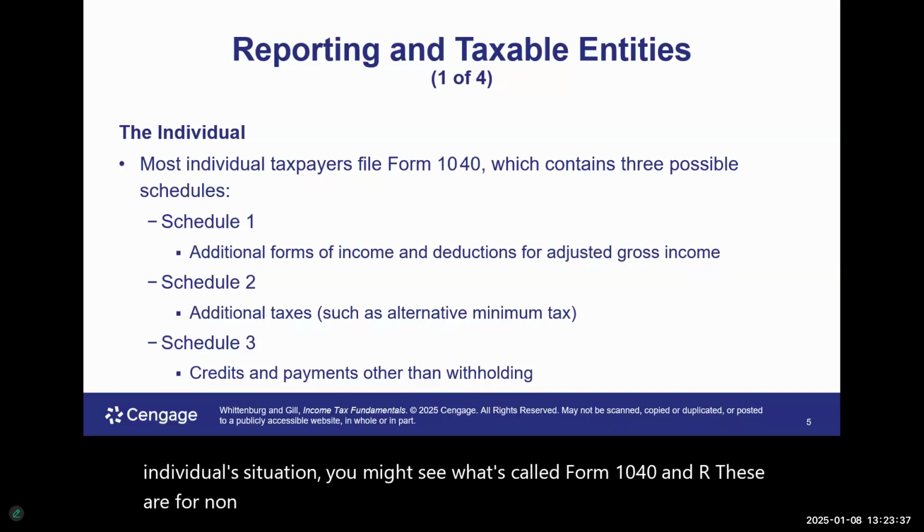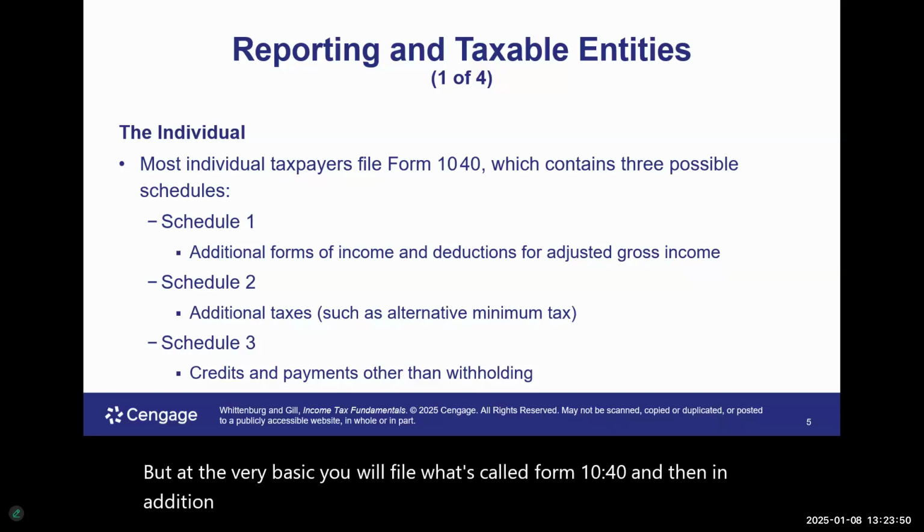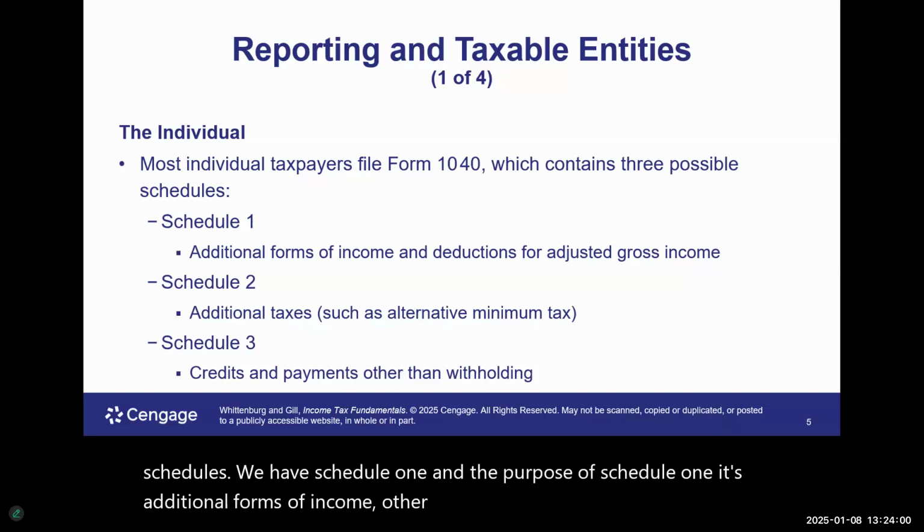And then 1040-SR for seniors who are above a certain age. They file a more simplified form, but at the very basic, you will file what's called Form 1040. And then in addition, depending on a person's situation, it might also contain 3 possible schedules. We have Schedule 1. And the purpose of Schedule 1, it's additional forms of income other than wages, interest, dividends.